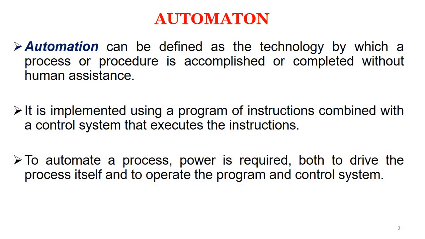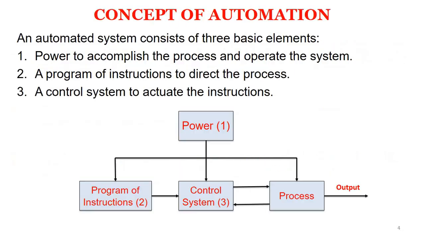So automation means we have to perform a process or any operation automatically, without any human interference. It means the process is fully automatic. It is implemented by a set program. We are using some set instructions or a set program to run the process. Basically, power is required to run both the process, the program of instruction and the control system. So these are the concepts of automation.